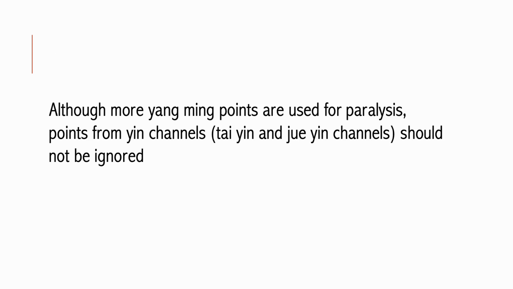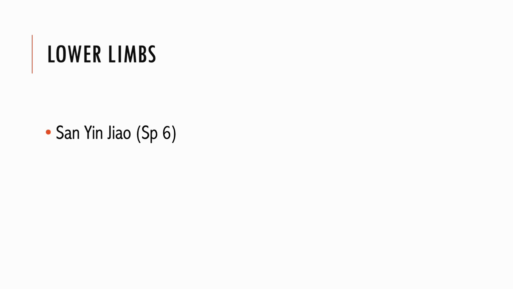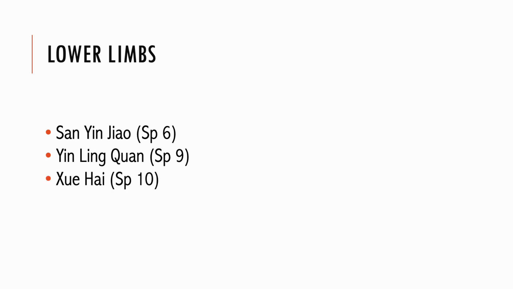Although more Yang-Ming points are used for paralysis, points from Yin channels, especially Tai Yin and Jue Yin channels, should not be ignored. Yin corresponds to nourishing muscles and tendons, and points from Yin channels have positive results for pronounced stiffness and contraction of the limbs. Commonly used points are lung 5 and pericardium 6 for upper limbs, and spleen 6, spleen 9, spleen 10, and liver 8 for lower limbs.